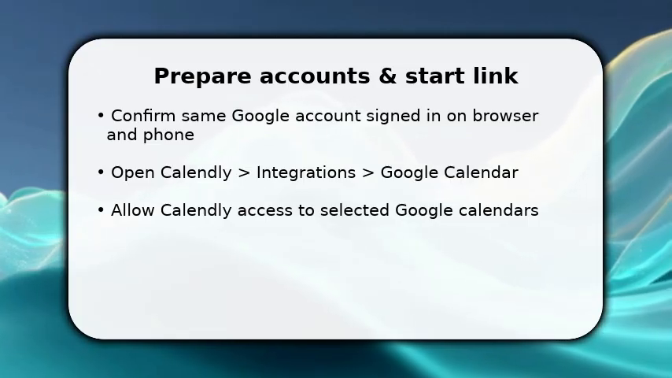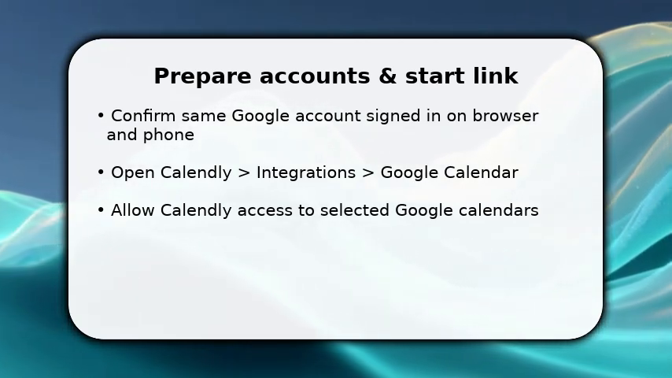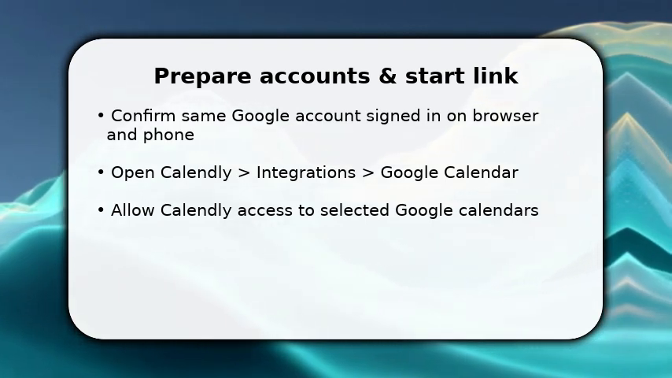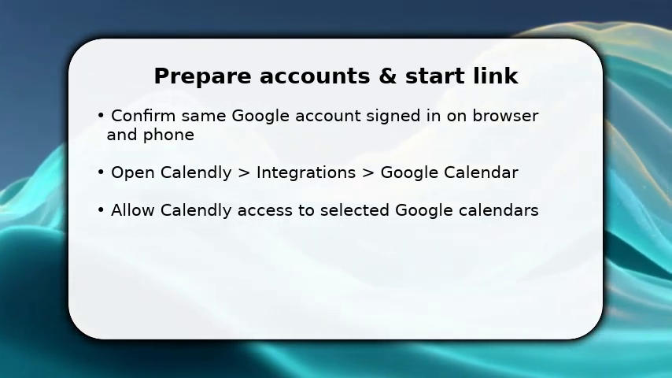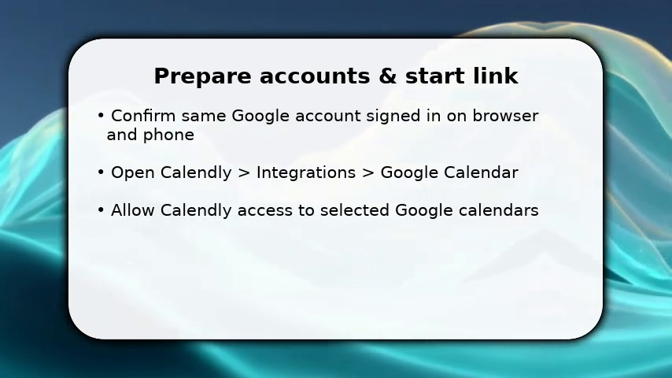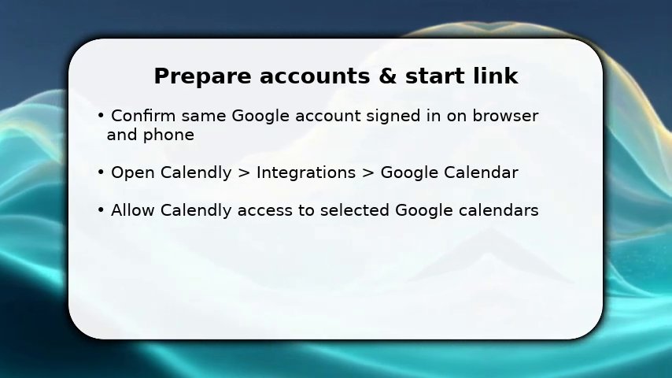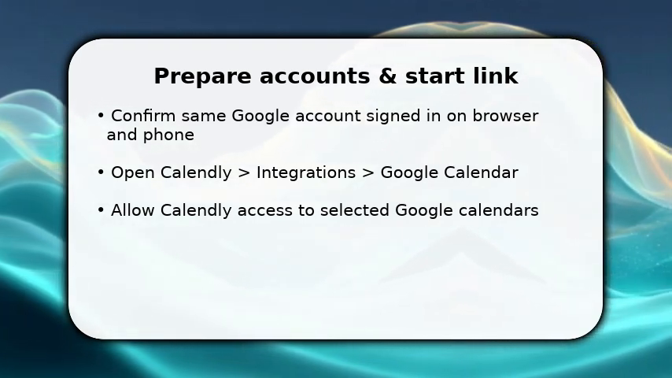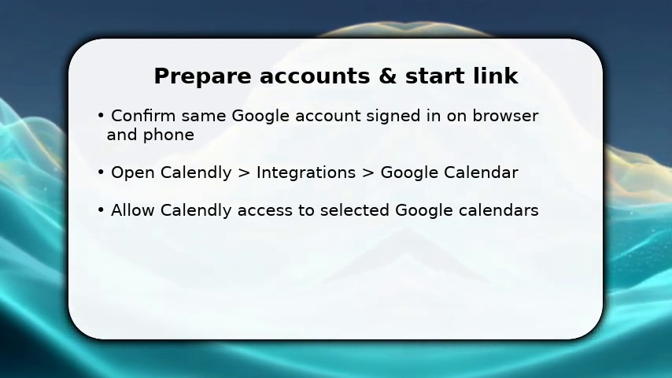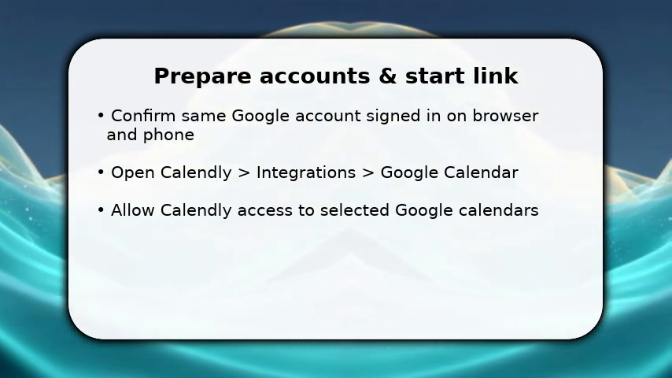You start by confirming your Google account is the one you use for bookings and that Calendly is open. Once done, go to Calendly's Integrations tab and choose Google Calendar. This begins the handshake. You'll see a prompt to pick which Google account and which specific calendars to grant access to. Make sure to select all calendars you want Calendly to read and write to so bookings appear where you expect them. This initial link is what prevents double bookings and keeps availability accurate.